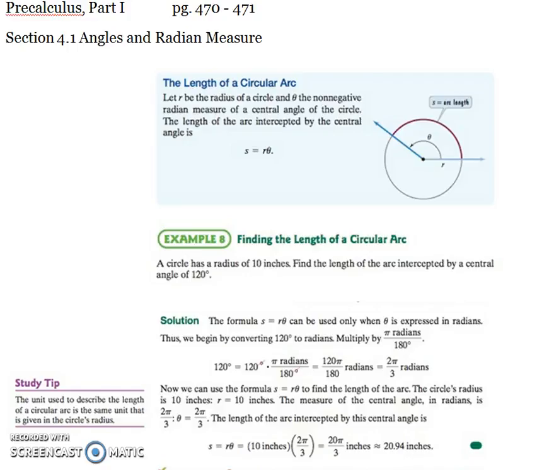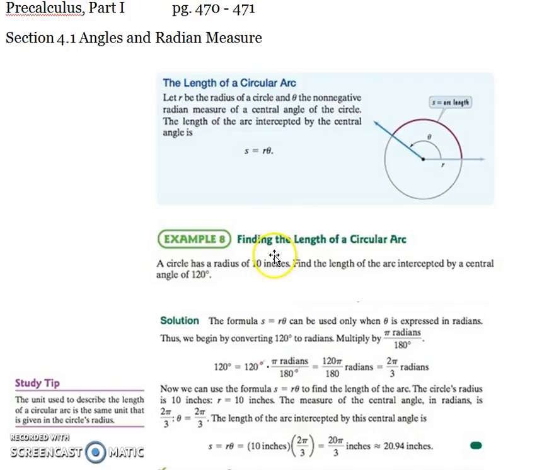The good news is this formula is the only formula there is for finding the arc, and it's very simple. It's literally radius times the angle. The catch is that the angle has to be in radians. You can't use degrees. So if you start out with degrees, you have to convert it to radians first and then multiply by the radius.